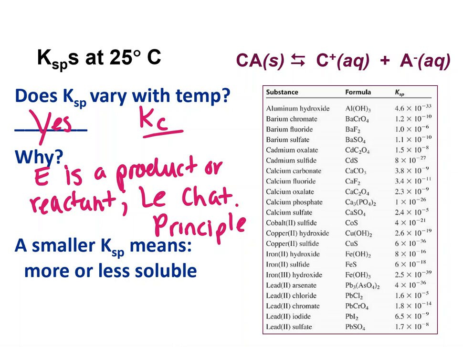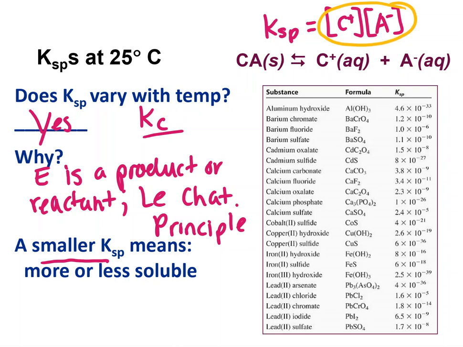So they do. And then another thing is a smaller KSP. Does it mean that the salt is more or less soluble? Well, all you have to do is think about the solubility product is the product of the two concentrations. So if this number is really low, it's going to give you a really low KSP, like 10 to the minus 39th. So the smaller this number is, the lower these concentrations are, which means it's less soluble.